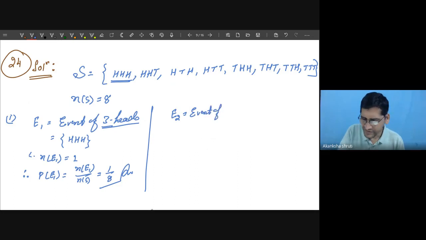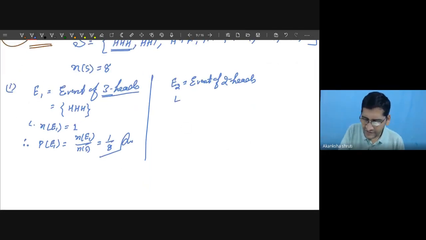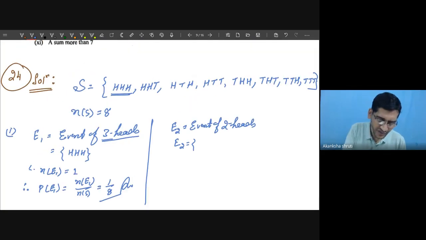Even in the first question, the second part is event of 2 heads. So for this event of 2 heads, we shall write this E2. So search the 2 heads from the sample space. What is that? First one has 3 heads, so first one cannot be taken. Yes, 2 heads is here.